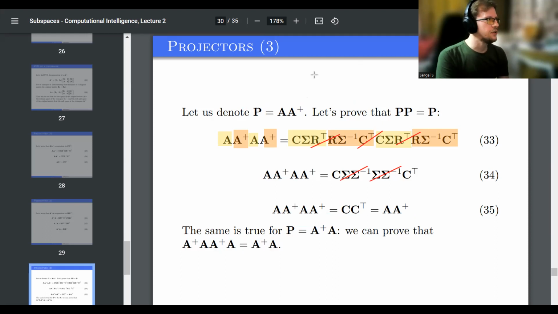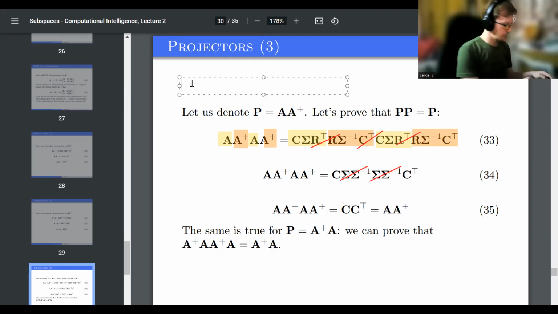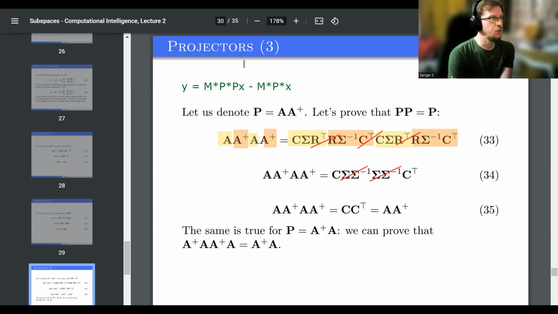So let's say you have the following problem. Let's say y is equal to m times p of x minus m times p times x. That is something that you found in your problem. You know that p is a projector, right? So from this property, if you can identify that this term and this term are exactly the same, you will prove instantly that y is equal to 0. If you cannot identify it, well, you're going to have some difficulties.